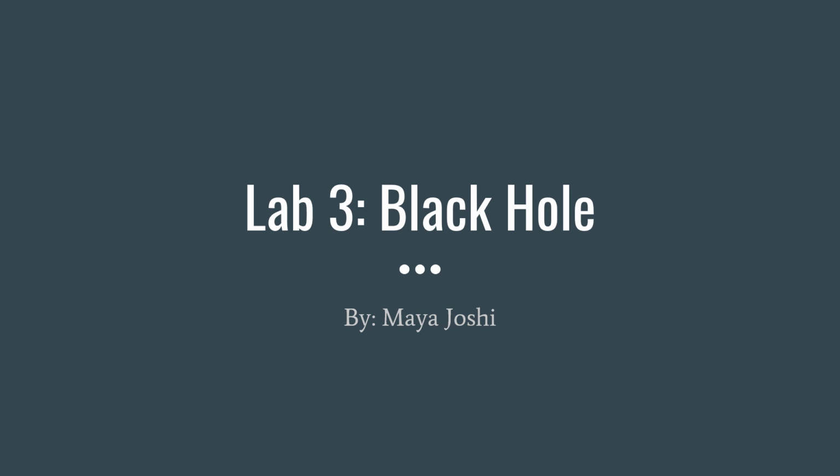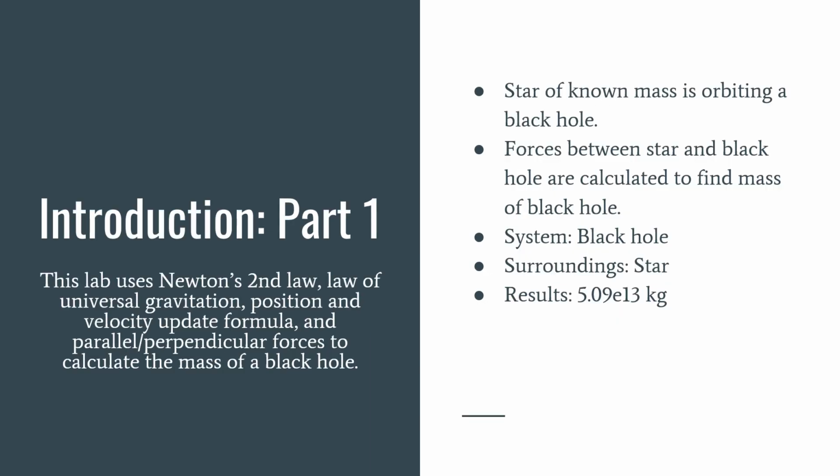So this is lab 3, black hole. This lab in both parts uses Newton's second law, the universal law of gravitation, position and velocity update formulas, and the parallel and perpendicular forces to calculate the mass of a black hole. So basically what's happening in part 1 is that a star of known mass is orbiting a black hole. The forces between the star and black hole are calculated to find the mass of the black hole. The system is the black hole, the surroundings is a star, and this is what we get as results.